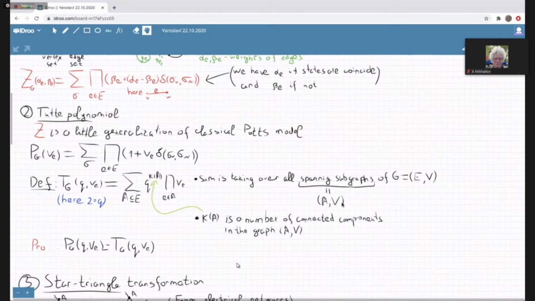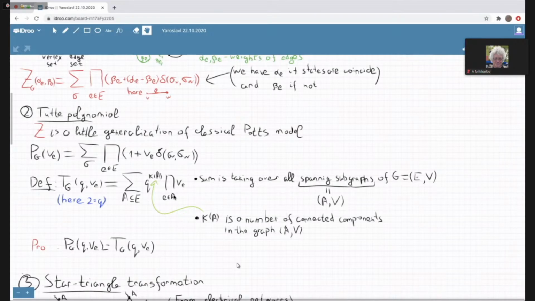So the subgraph has the same vertex set as our previous graph G, and the set of edges is equal to A capital. It is called a spanning subgraph. So we sum over all spanning subgraphs of our starting graph G. What we're summing up is Q, this parameter Q, raised to the power k of A, where k is just the number of connected components of this graph. But yes, it's written here. And times the product of the weights of edges, over all edges in this subset A.